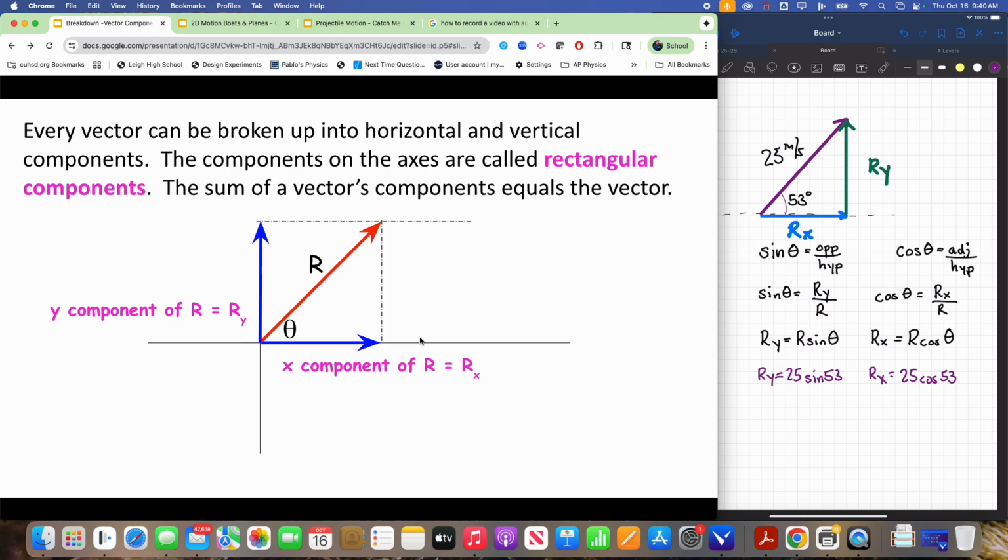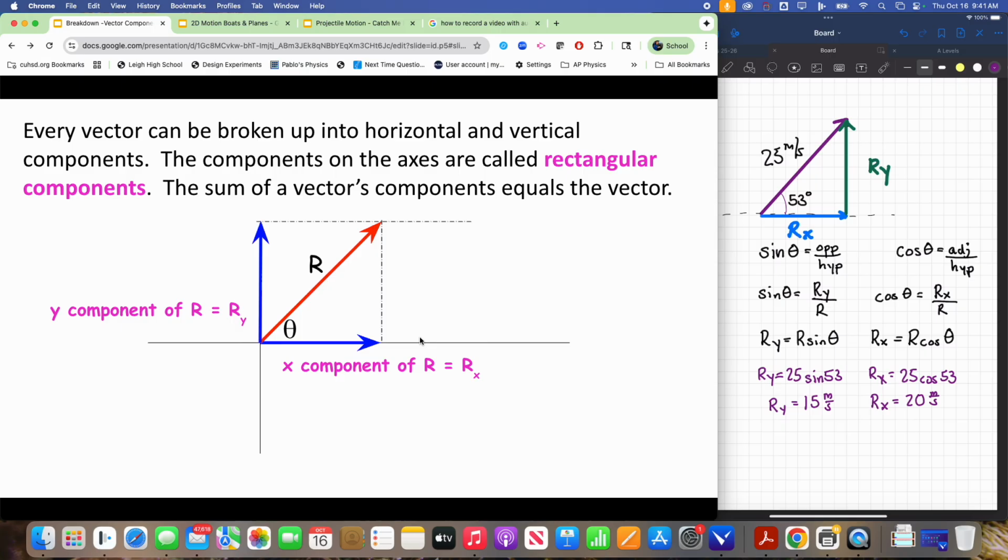But you're going to plug into your calculator 25 times the sine of 53, and you should get Ry rounded to the nearest whole number is 15. Now the units are meters per second. And when you plug in 25 times the cosine of 53 in your calculator, you'll get 20 meters per second. Okay? So that's how you would break that vector up into its horizontal and vertical components.